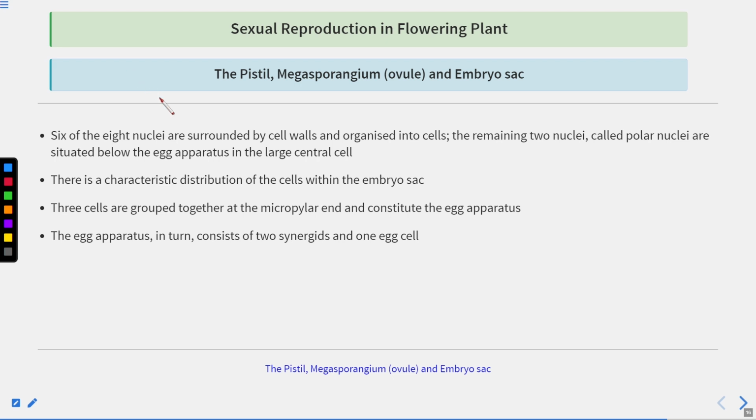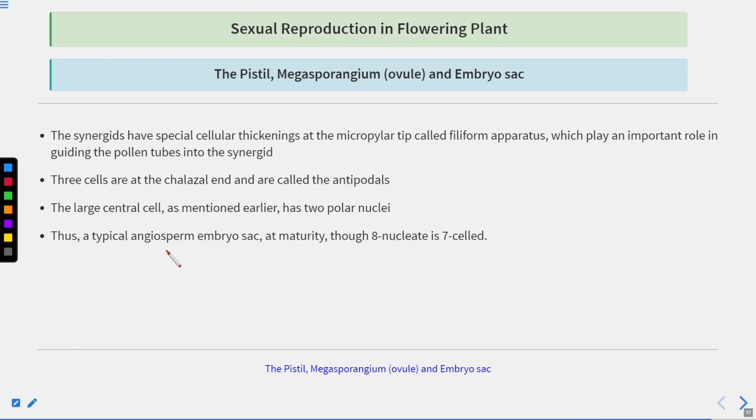Now you can see 6 of the 8 nuclei are surrounded by cell walls and organized into cells, and the remaining 2 nuclei, known as the polar nuclei, are situated below the egg apparatus in the large central cell. This is the characteristic distribution of the cells within the embryo sac. 3 cells are grouped together at the micropylar end, which constitute the egg apparatus, and the egg apparatus in turn consists of 2 synergids and 1 egg cell.